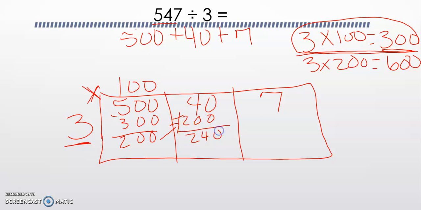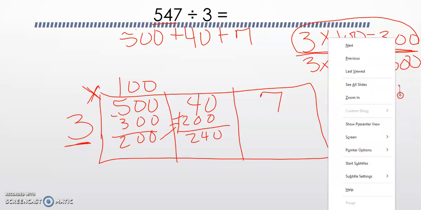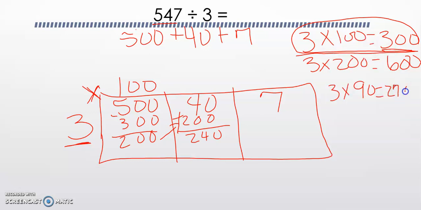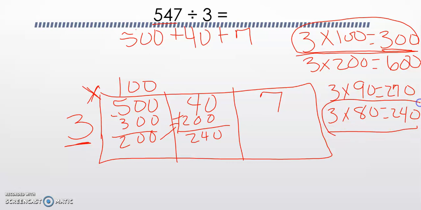Now I'm looking for 240. So I started off with 3 times 100. 300 is too big, so I'm going to go backwards with 3 times 90. 9 times 3 is 27, and add a 0. That gives me 270, a little too much. Let's go back again. 8 times 3 is 24. Add my 0. Perfect. Exactly what I'm looking for.